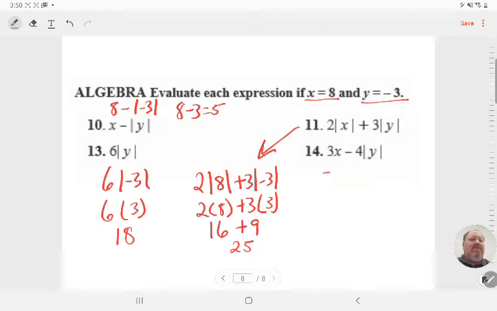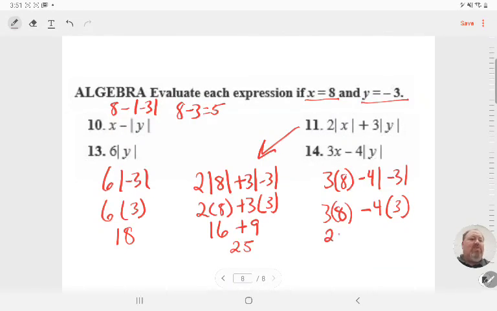And the last one would be 3 times x, which is 8, minus 4 times the absolute value of y. Change that parentheses to an absolute value sign, negative 3, and that would be 3 times 8 minus 4 times the absolute value of negative 3 is 3, and then we would have 24 minus 12, which would give me 12.